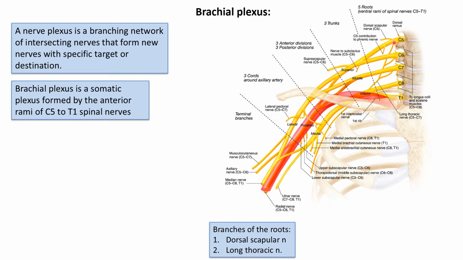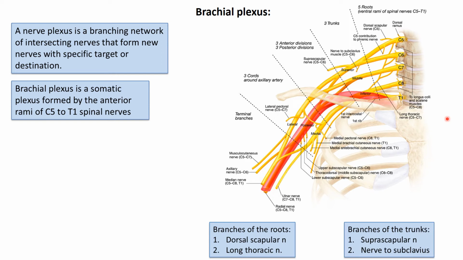Now look at this one. So C5, C6, C7 all give a contribution to form the long thoracic nerve. See, it's formed by C5 to C7. So that is the long thoracic nerve, which is a branch of the roots. So again, 2 branches coming from the roots. One is the dorsal scapular nerve, which is only from C5. And C5, C6, and C7 each give a small branch. All 3 small branches join together to form the long thoracic nerve, which is a branch of the roots.